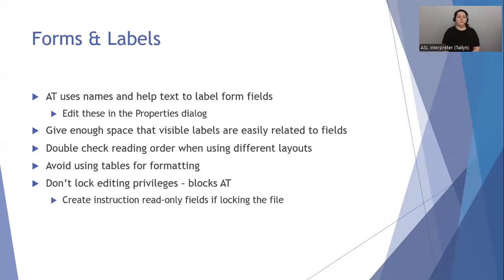All right, now finally, forms and labels. So when you create a form field and you open its properties, there will be a name and a help text, or it might be like name and tooltip, anything like that. AT uses those names and help text to label form fields. So when a screen reader finds a form field, it reads the name. When you're inside of it and you press the help button, or the tooltip, it's going to read that. So you want to make sure that both of those provide the same description.